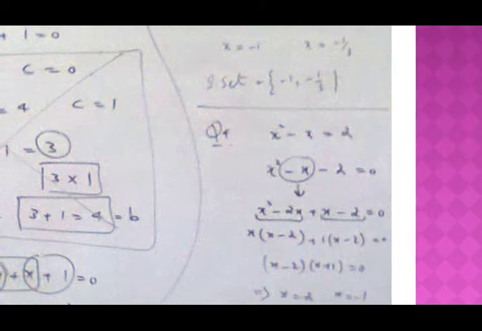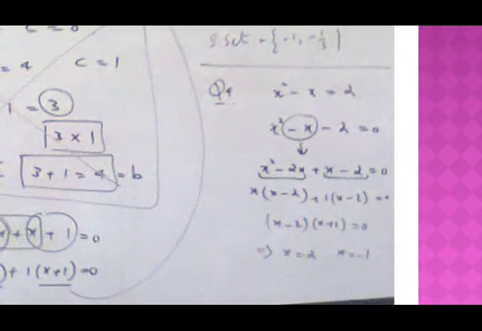Now here we have the question x square minus x is equal to 2. First we write it in standard form: x square minus x minus 2, and the factors of 2 are minus 2 and plus 1. When we multiply minus 2 by plus 1, it gives minus 2, and when we add minus 2 plus 1, it gives minus 1.